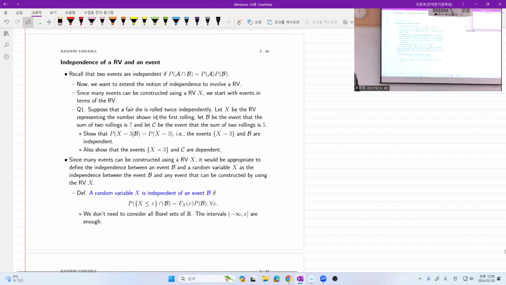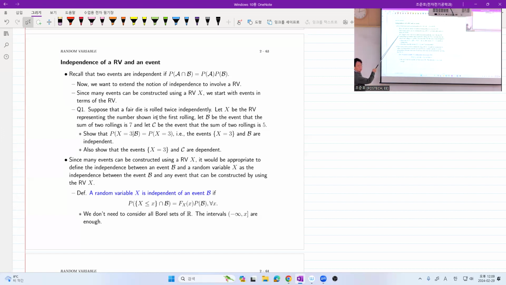Now, about independence. Before we had this formula for 2 independent events. Now we have a random variable. So again, we want to replace one of the events or both in terms of the random variable. Got it?